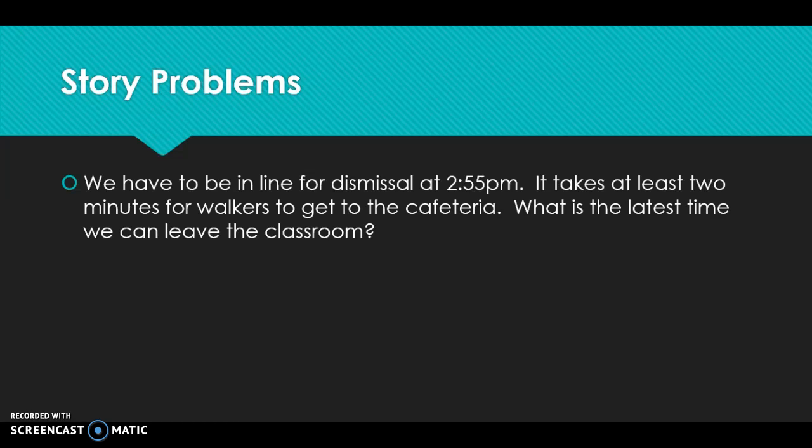We have to be in line for dismissal at 2:55 p.m. It takes at least 2 minutes for the people who are walkers to get to the cafeteria. What is the latest time we can leave the classroom? Now, if you're at home, I want you to picture that we are in our classroom because this is specific to our class. We have some students who have to walk just a few steps to get in the carpool line, and then we have other students who have to get all the way across the building by 2:55 so that we are ready for dismissal.